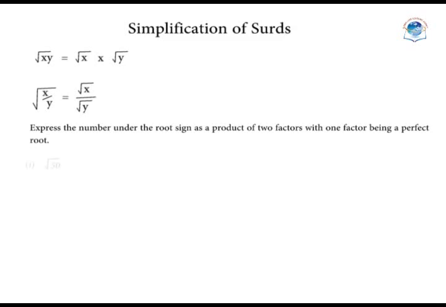For example, simplify root 50. Root 50 can be expressed as a product of two factors. For example, 50 can be expressed as 5 times 10, but neither 5 nor 10 is a perfect root. So the best factors are 25 times 2. 25 is a perfect root. So we split it and have root 25 times root 2. The square root of 25 is 5, and so we shall have 5 times root 2, which gives us 5 root 2.